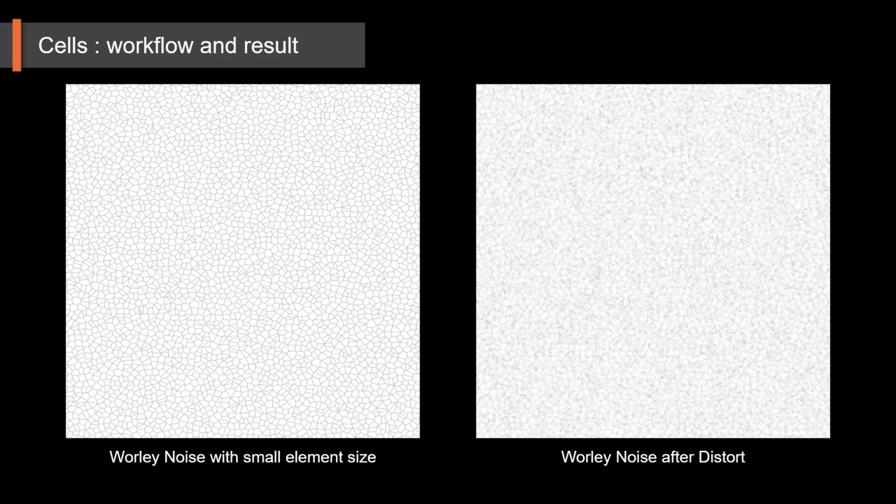And in this workflow, there's nothing special. I only used one Worley noise with a small element size. And then, as I mentioned before, Worley noise has just uniform boundaries everywhere. So I used the distort node with some sort of roughness. So this is the result. And then height is done. Let's go to coloring.